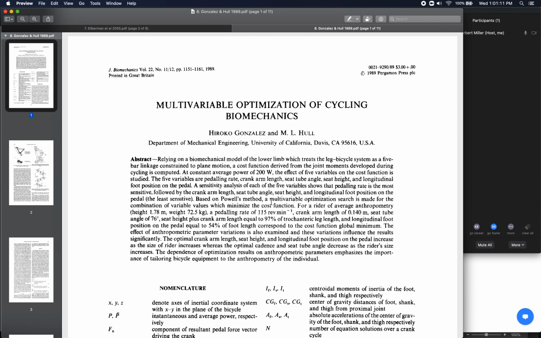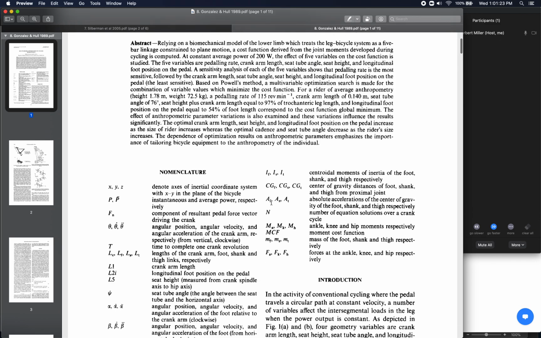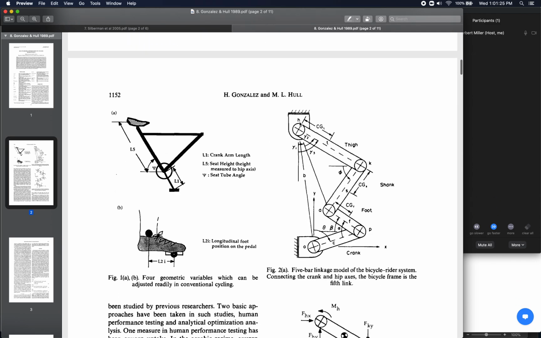Here, they were focusing on maximizing economy, which they defined as achieving a particular pedal output or a particular crank power while minimizing the muscular effort required, which they quantified by minimizing the torques that the muscles had to produce around the hip and the knee and the ankle joints to turn the crank with a certain power output. So an efficiency-related goal that might be beneficial for, say, long-term cycling, like cycling a long-distance race.